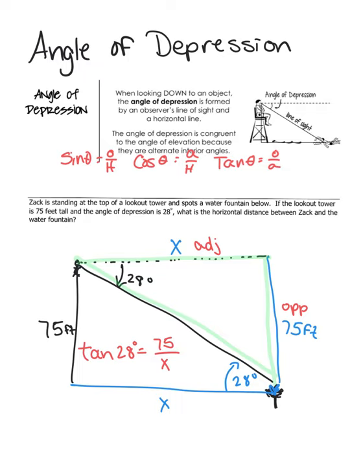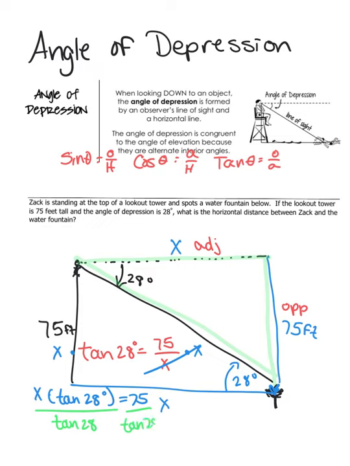Again, I have a variable in the denominator. To get the variable out of the denominator, I have to multiply both sides by x. So I have x times the tangent of 28 degrees is equal to 75. I'm going to divide both sides by the tangent of 28. And I get 75 divided by the tangent of 28, so x is equal to 141.1 feet away. Now I'm curious how he sees a water fountain that far away.